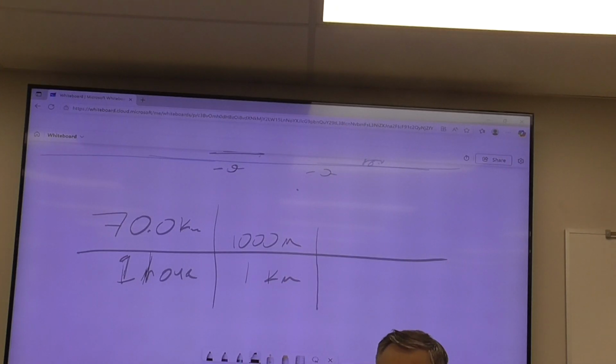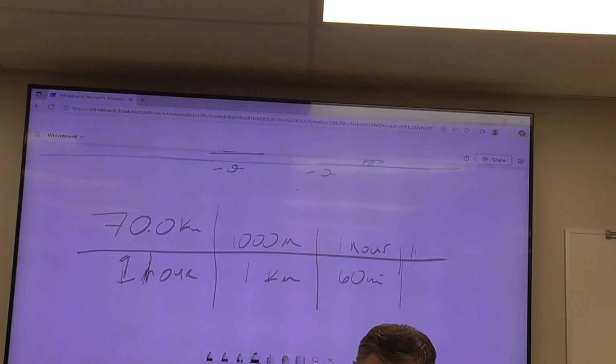If you stop right now, what units do you have? Meters per hour. Do you want meters per hour? Absolutely not. You want meters per second. Now, there's 2 ways you can do this. You've got to take the hour and put the hour up here. Here are your 2 options. 1 hour is how many minutes? 60. 1 hour is 60 minutes.